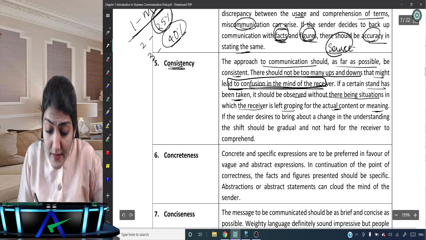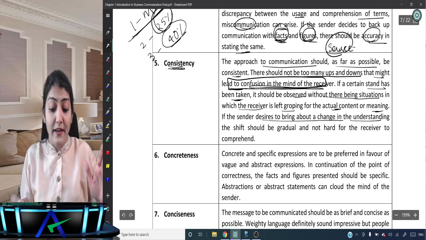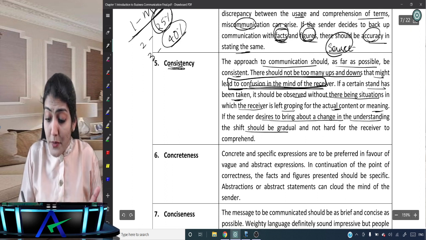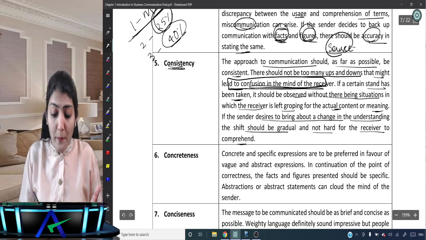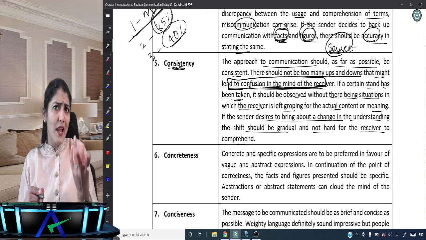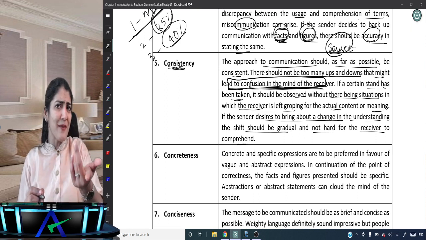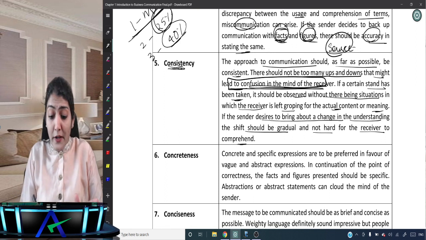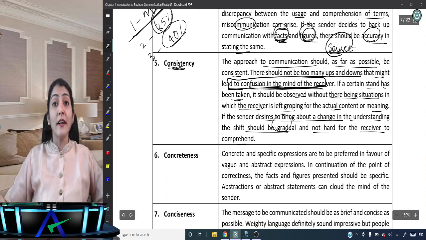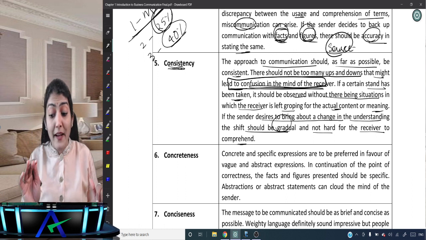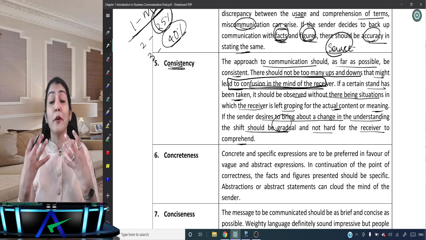If the sender decides to bring about a change in the understanding, the shift should be gradual and not hard for the receiver to comprehend. So you should be able to sell your point. You should be able to convince the opposite person gradually. It cannot be, no, I am telling you I want a bike. It can't happen that way. It has to be gradual, not hard for the receiver to comprehend.